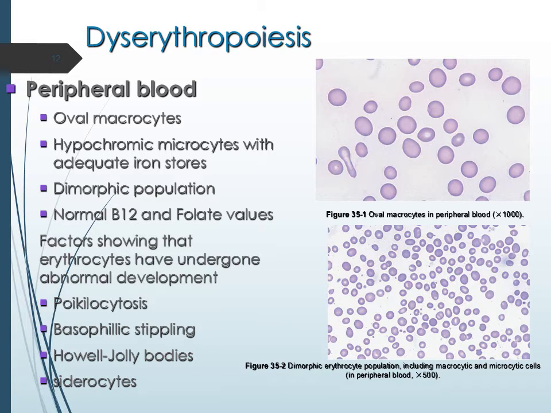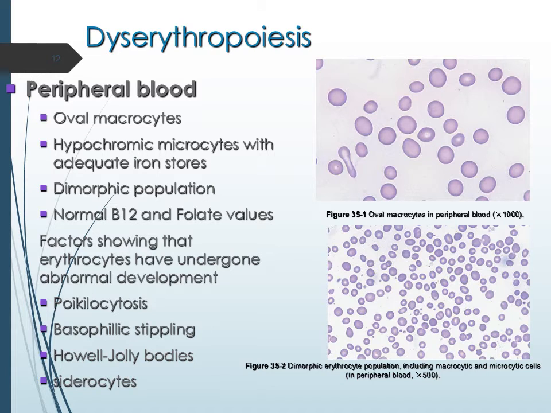You see hypochromic microcytes in the presence of adequate iron stores. The dimorphic red cell picture that you see in figure 35.2 on the right, the picture on the bottom, is another indication of the clonality of this disease. So there's poikilocytosis, basophilic stippling, Howell-Jolly bodies, and siderocytes, which are indications that the erythrocyte has undergone abnormal development.